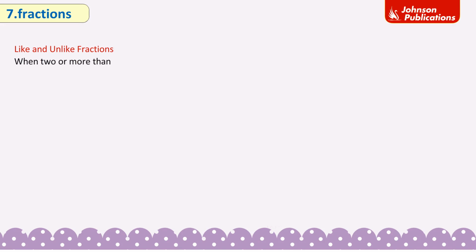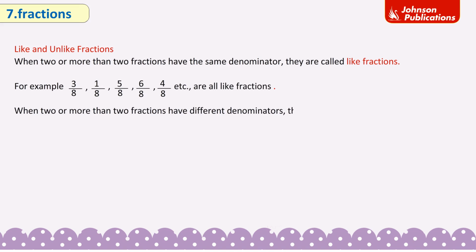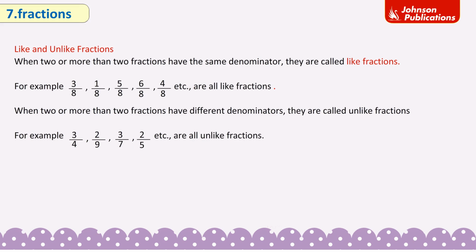When two or more fractions have the same denominator, they are called like fractions. For example, 3 by 8, 1 by 8, 5 by 8, 6 by 8, 4 by 8, etc. are all like fractions. When two or more fractions have different denominators, they are called unlike fractions. For example, 3 by 4, 2 by 9, 3 by 7, 2 by 5, etc.